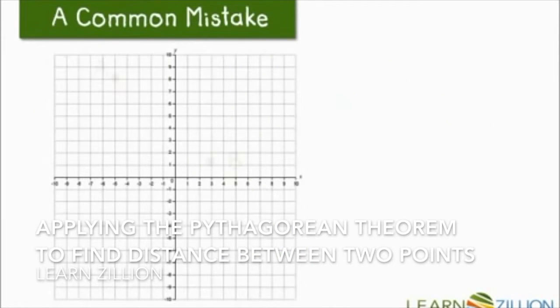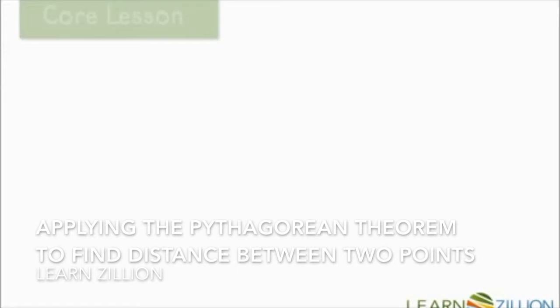A common mistake when you're asked to find the distance between A and B is that some students just want to count the spaces, but we can't tell the units here. So the best thing to do is to create a right triangle to help you solve this problem.